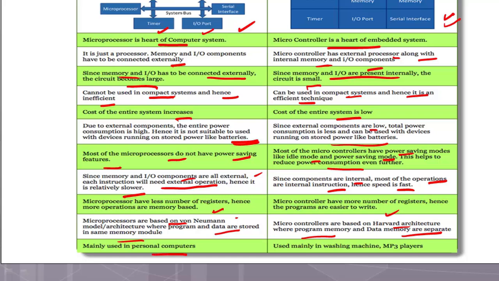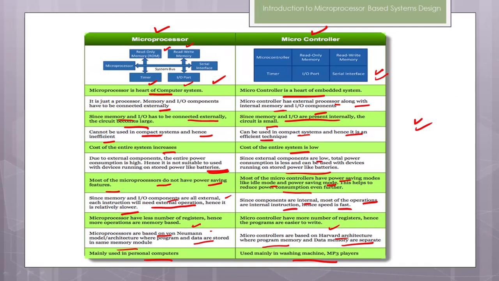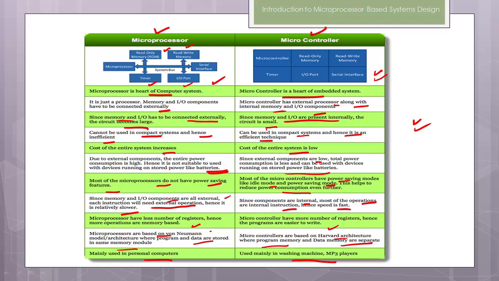A microprocessor is mainly used in personal computers. A microcontroller is used mainly in washing machines, MP3 players and so on. So that's the difference between a microprocessor and a microcontroller.